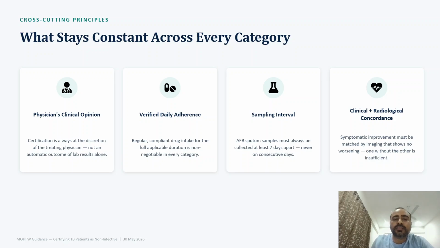So what stays constant across every category is that the physician's clinical opinion is very important, and we should verify the daily adherence or compliance of the patient on the drug regimen. The sampling interval should be at least 7 days apart, and there should be clinical improvement with no radiological deterioration. Here, radiological improvement has not been taken as such because we all know that radiological improvement lags behind by around 4 to 6 weeks after clinical improvement.